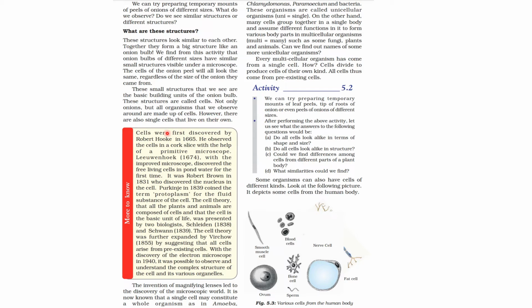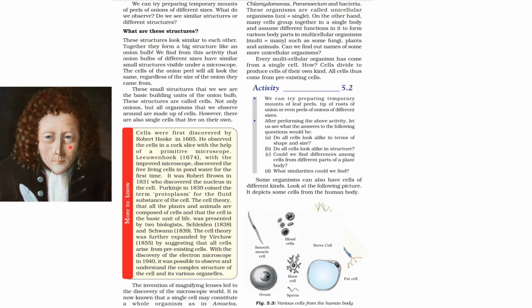Next is about the discovery of the cell. Cells were first discovered by Robert Hooke in 1665. He observed the cells in a cork slice with the help of a primitive microscope. What he observed in the cork slice were dead cells, not alive. Whereas Leeuwenhoek in 1674, with an improved microscope, discovered the free-living cells in pond water for the first time.